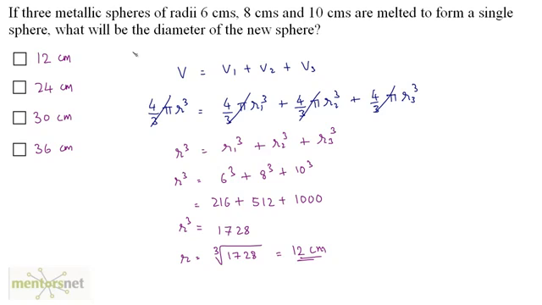We have been asked what is the diameter of this big new sphere. So diameter is equal to twice the radius, and twice of 12 is 24 centimeter. So we have option B as the correct answer.